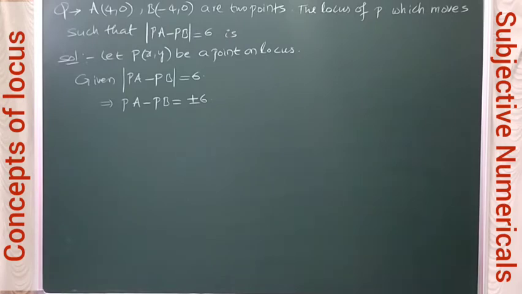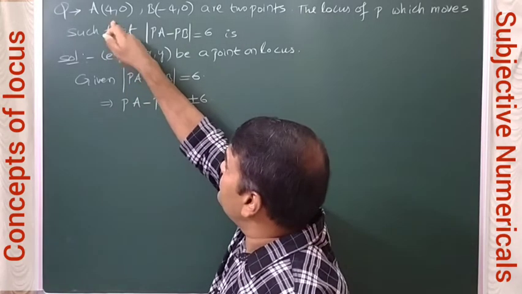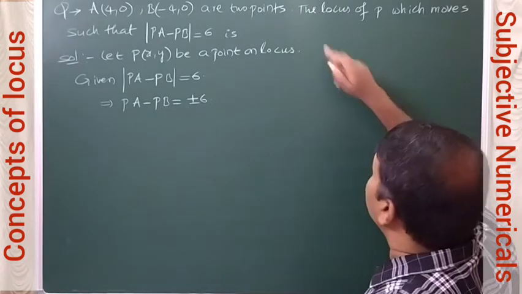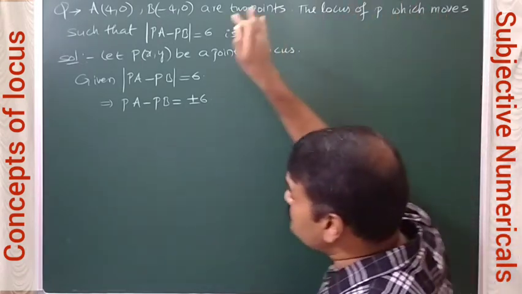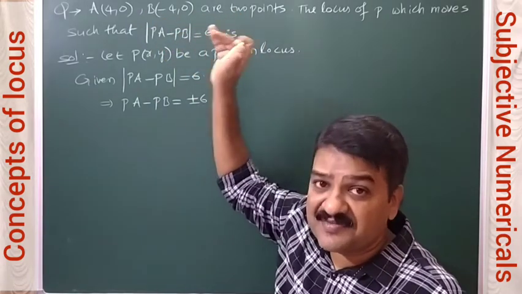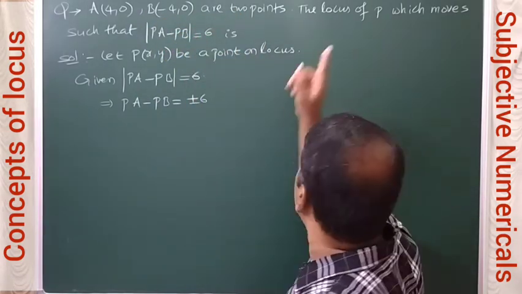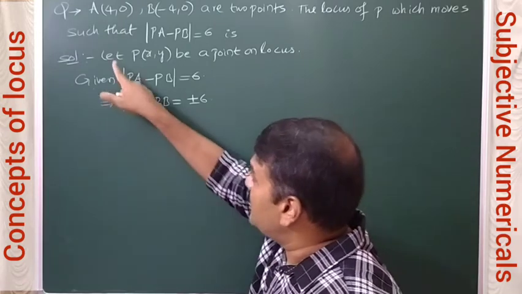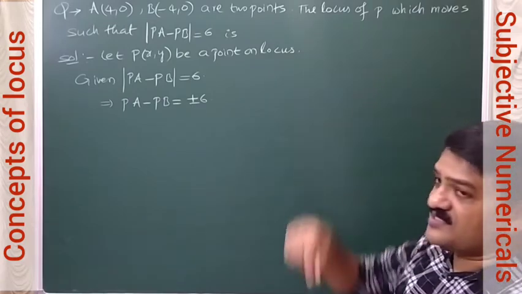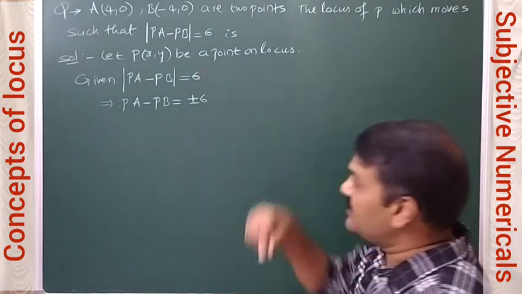So A(4, 0), B(-4, 0) are 2 points, means 2 fixed points. The locus of P which moves such that this geometrical condition is satisfied. So locus of P is required. So let us take P(x, y) be a point on the locus. This is the condition given.